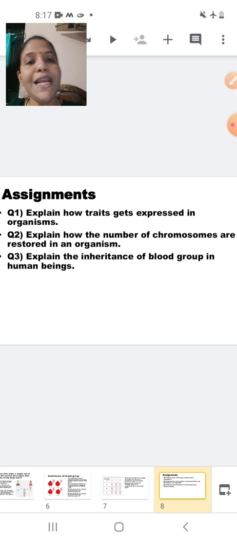Then we have to explain the next question: explain the inheritance of blood group in case of human beings. So you have to mention A blood group, B blood group, AB blood group and O blood group. Mention that three of them are dominant and one is recessive, and I hope you have understood the chart for the blood group.